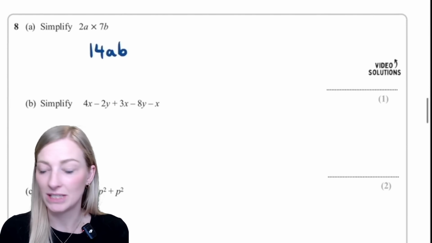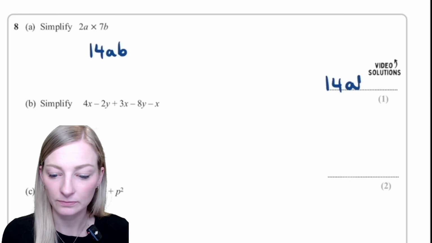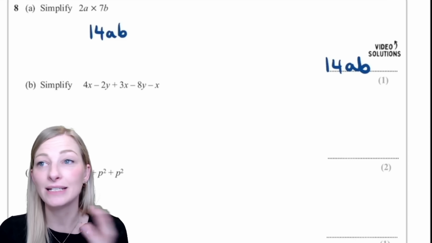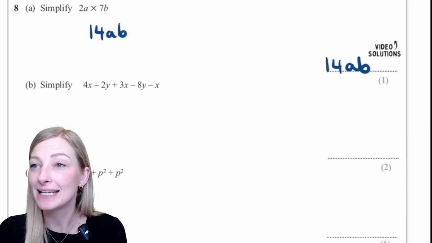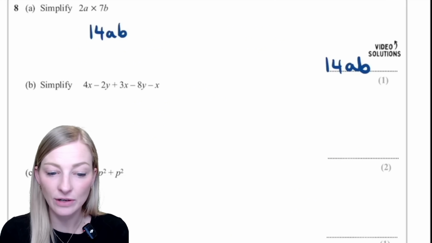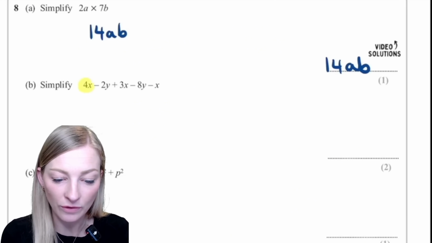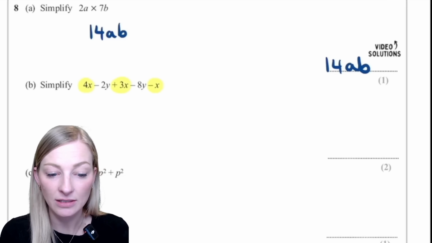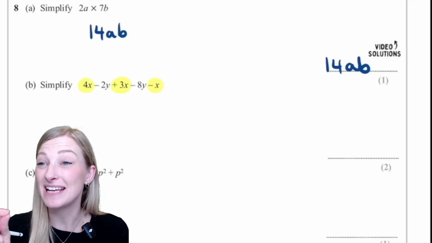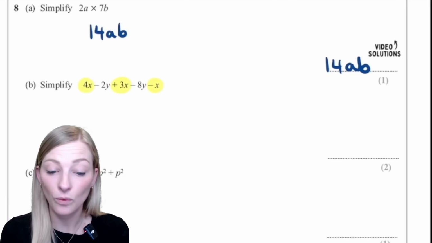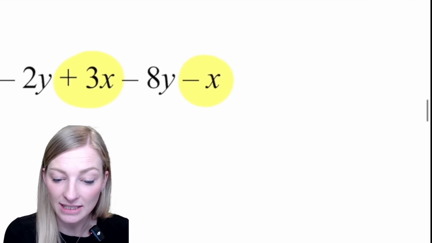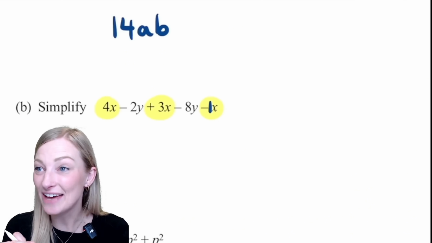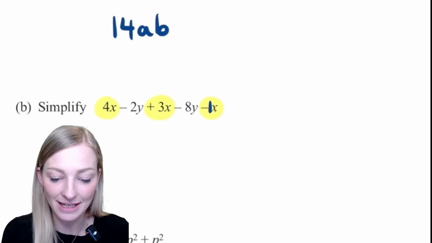So 14ab over here. Now with part B, we do need to worry about our like terms. We're adding and subtracting, so we can only collect together like terms here. Let's have a look at the x's first. So I've got 4x, add 3x, minus x. So altogether, 4 add 3 is 7x. Take away, now the x on its own is the same as it being 1x. So 4x add 3x is 7x. Take away 1x is 6x.